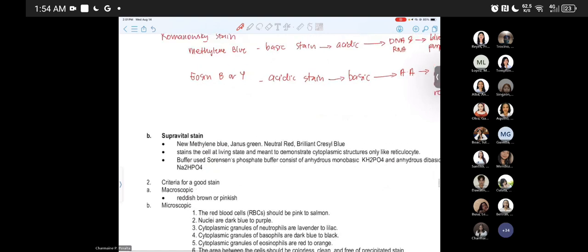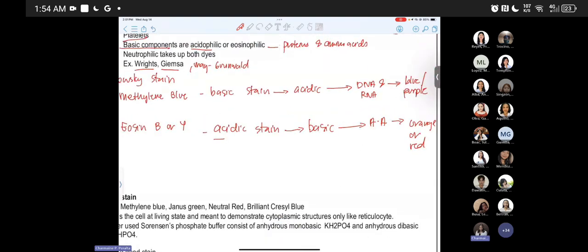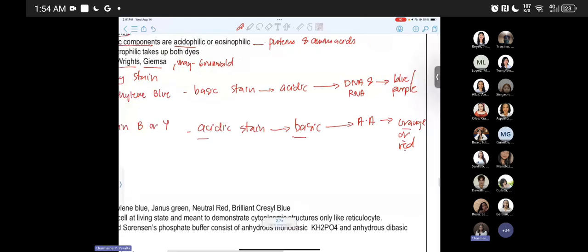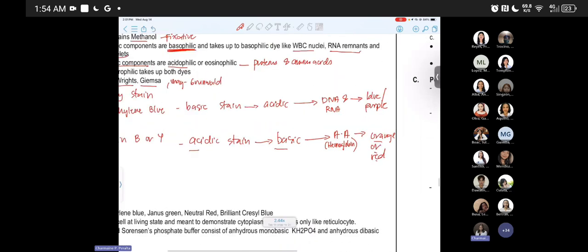Next, now I remember. Eosin is an acidic stain. It stains the basic components of the cell orange or red. The primary example here is the red blood cells. An example of protein or amino acid is hemoglobin. That is why the red blood cells have a salmon pink cytoplasm, due to the eosin.